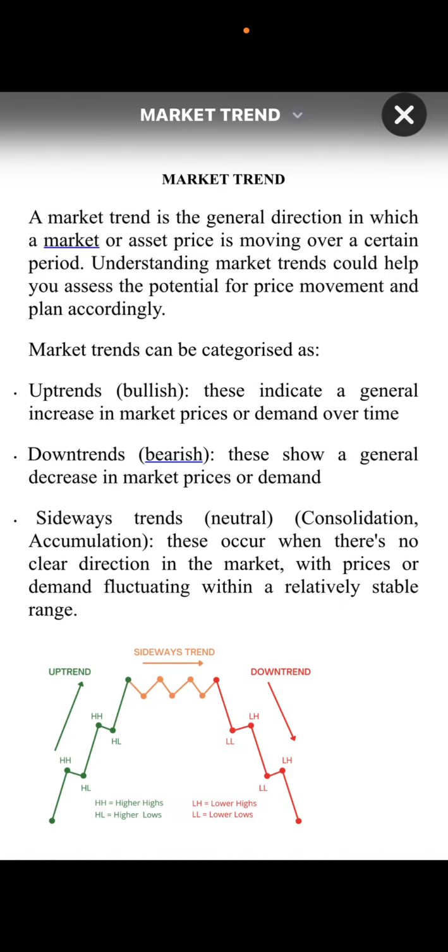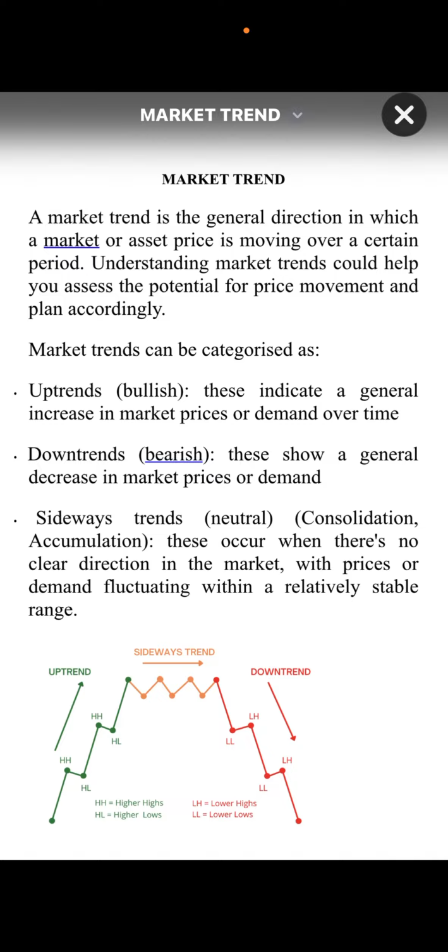Let's talk about the downtrend. This shows a general decrease in market price or demand. If the sellers or the supply of a crypto asset is more than the demand or the buyers, we expect the price to reduce. So that's about the downtrend. And if the number of buyers and the number of sellers are equal, the market will be rotating within the same price with averagely no significant movement. That's when we say the market is in a consolidation or accumulation phase.